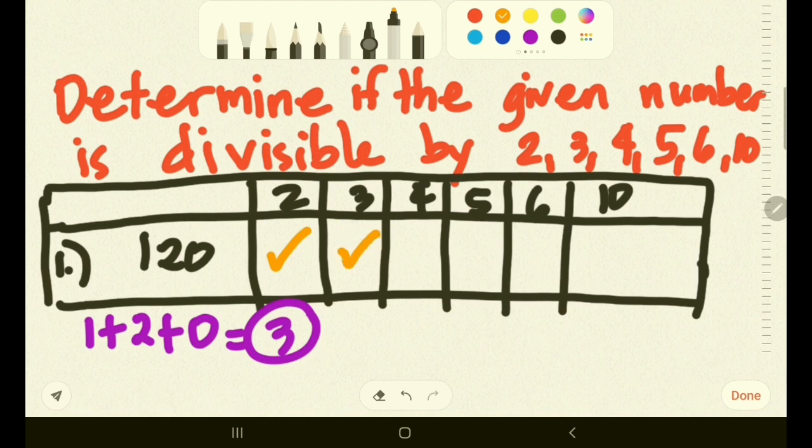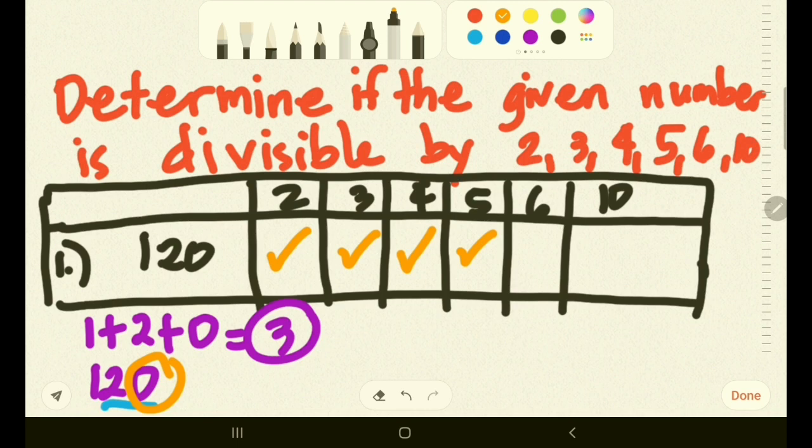Now, let's proceed with 4. For 120, the last 2 digits are 20. And 20 is divisible by 4. Meaning, 120 is divisible by 4. Now, with 5, let's go back to our divisibility rules. If the number ends with 5 or 0, meaning the last digit is 5 or 0, the number is divisible by 5. Since this number ends with 0, this is divisible by 5.